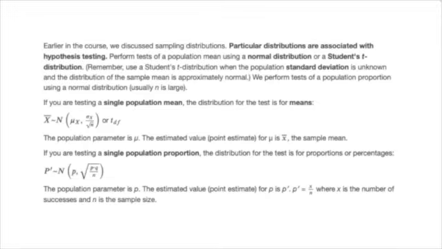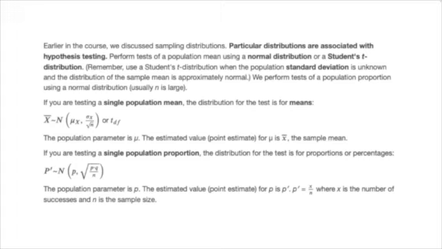All right, 9.3 is about the distribution needs for hypothesis testing. So earlier in this course, we discussed sampling distributions. Particular distributions are associated with a hypothesis test. You perform tests of population mean using a normal distribution or a student's t distribution. Remember, the student's t distribution is used when the population standard deviation is unknown. We perform tests of population proportion using a normal distribution. Usually your sample size is large.